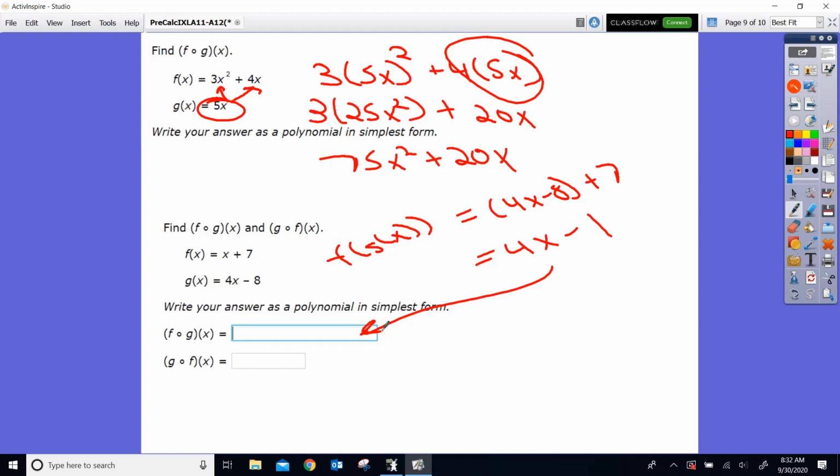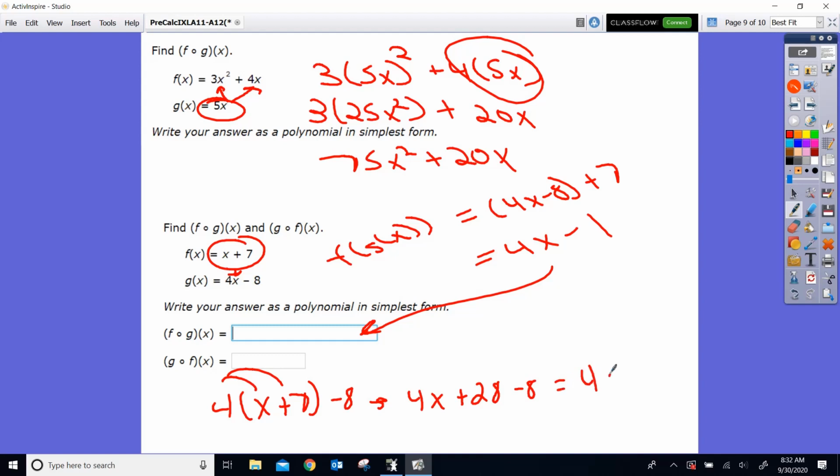Now the other one's the other way around. It's g made of f. So pay attention to that. G made from f. If I do g made from f, I take the x plus 7 and I throw it right in there. And before you worry about the 7 and the 8, what has to be handled? Distributive property. Everybody can do the distributive property. That's going to be 4x plus 28, and then take away an 8. My final answer is 4x plus 20.